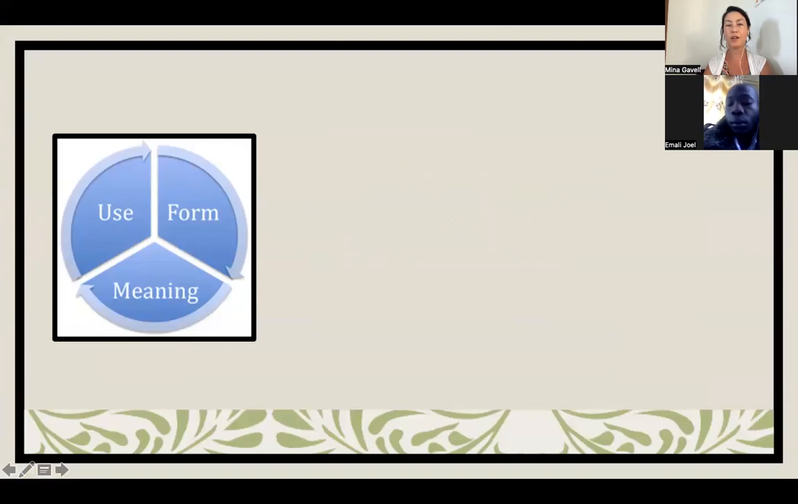All right, so we're going to start off looking at this. This is the kind of trifecta of form, meaning, and use. So when we're talking about grammar, we can examine grammar or teach grammar or understand grammar from these three different perspectives. So maybe this is like fitting a puzzle together here.